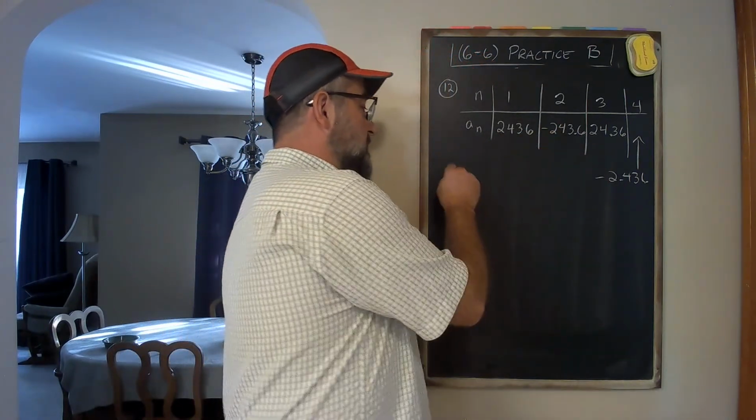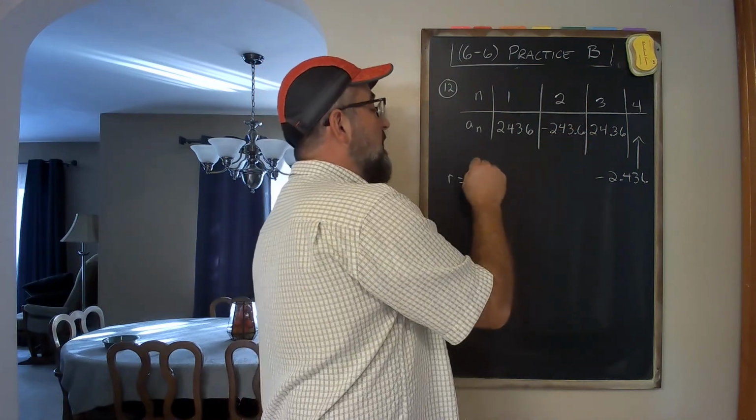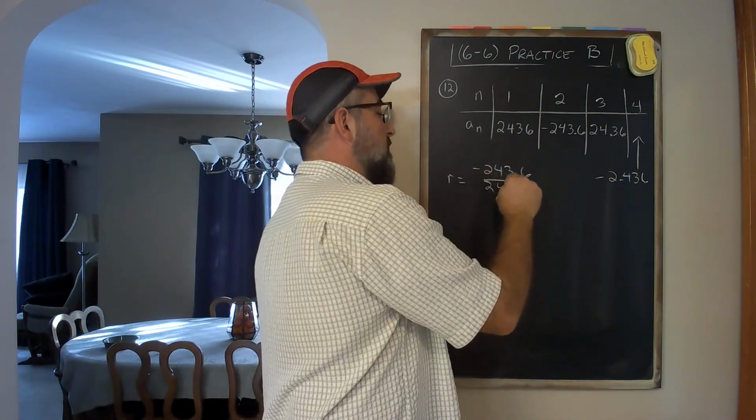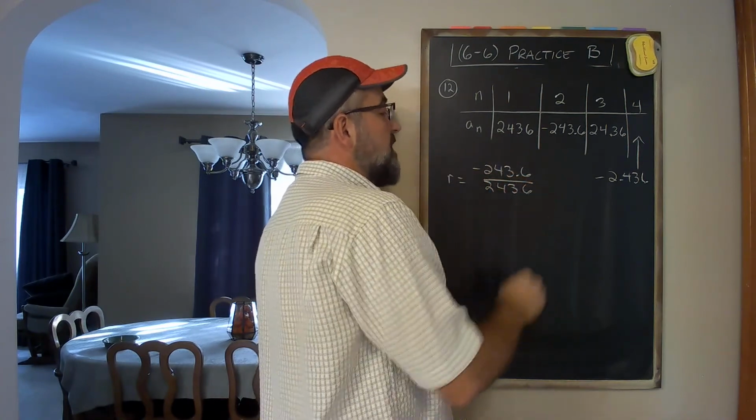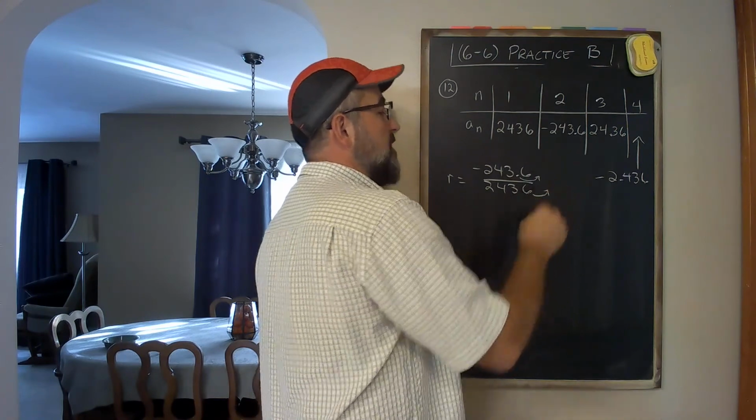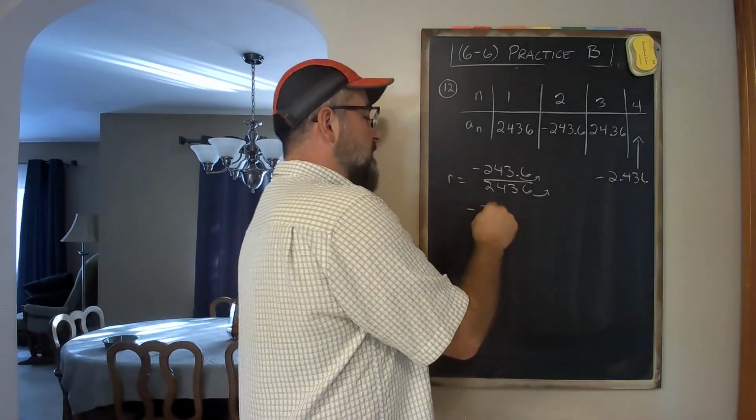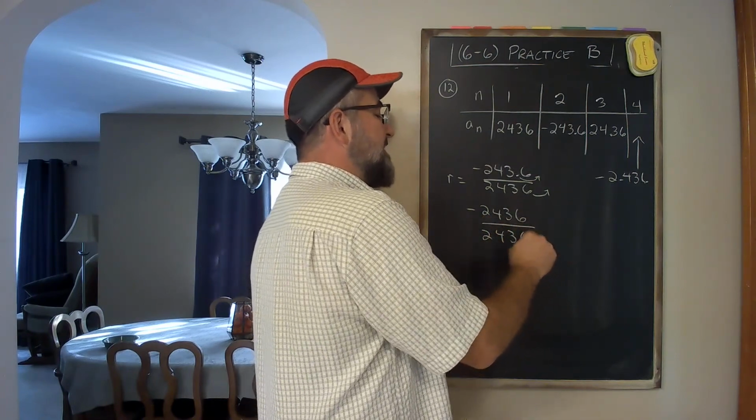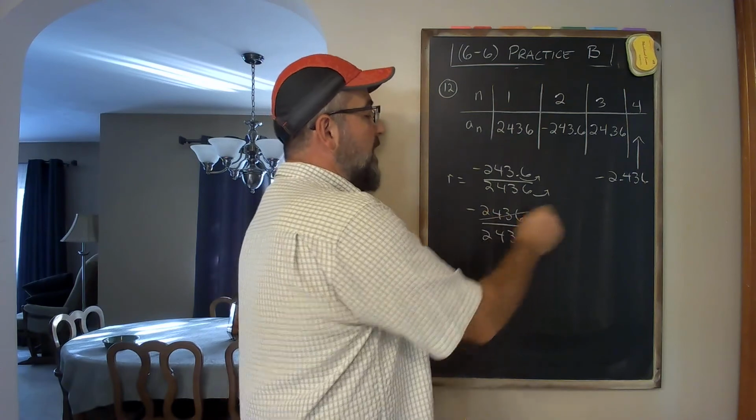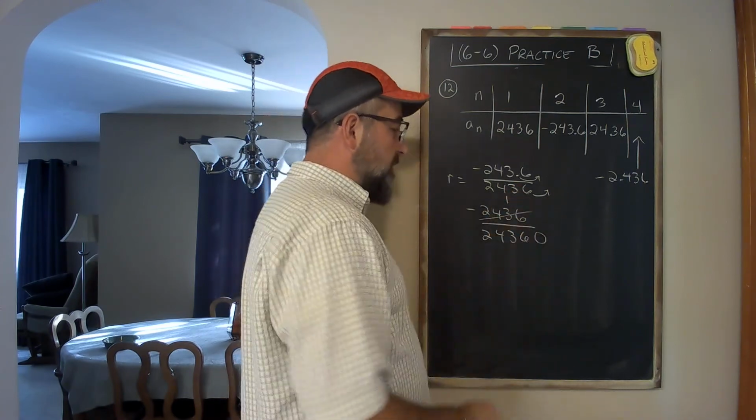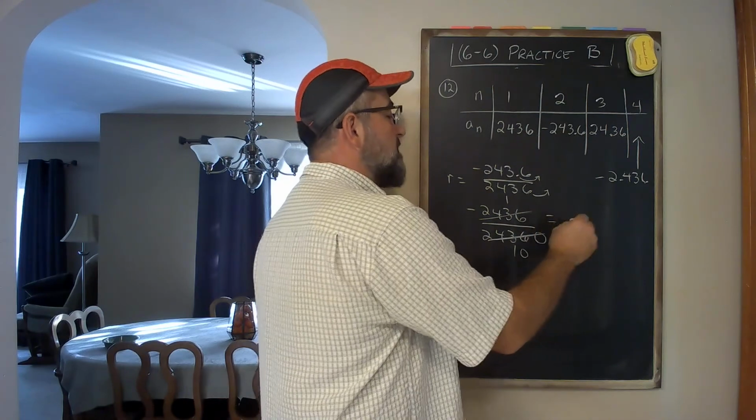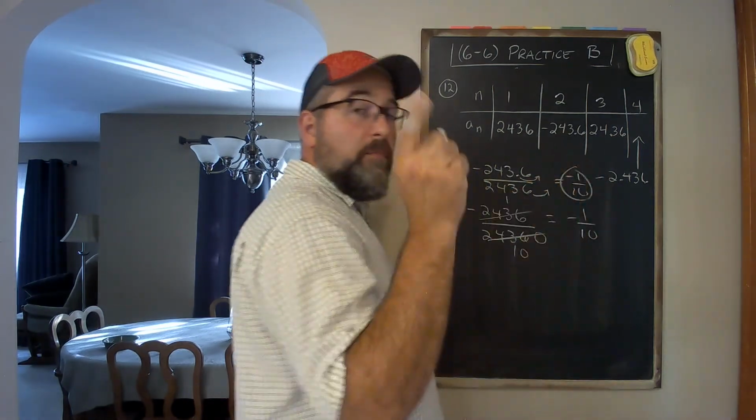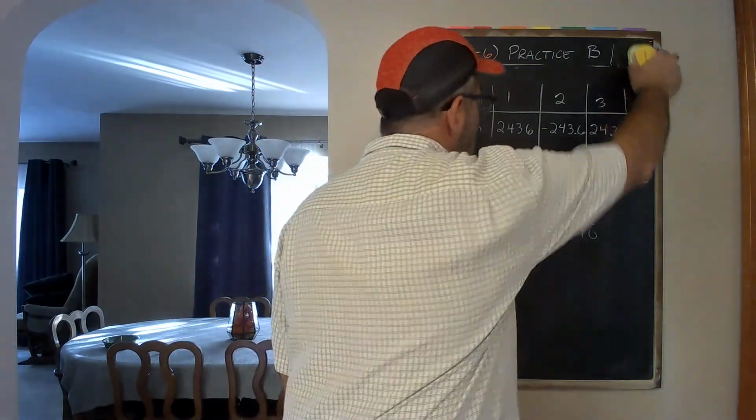So let's find that ratio. Let's do it. Let's take any term, 243.6, and let's divide it by 2,436. So if we shift the decimal once out, now this becomes negative 2436 over 2436.0, and if we divide out a 2,436, it'll go in there once, it'll go in there 10 times, which gets us negative 1/10. That's what our ratio is. Remember, we need that ratio because we're supposed to write the formula.